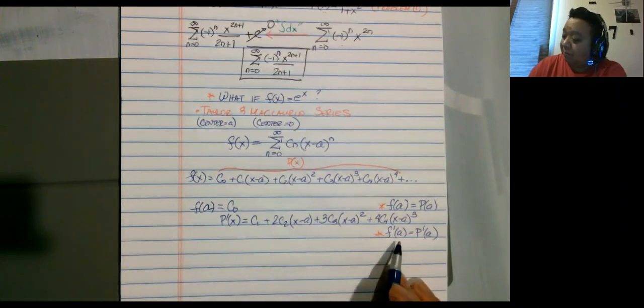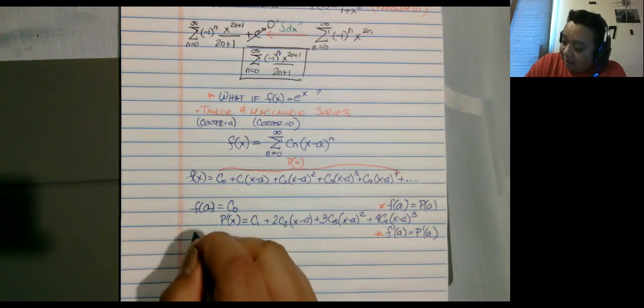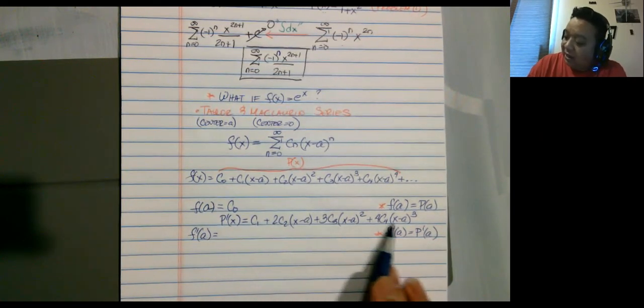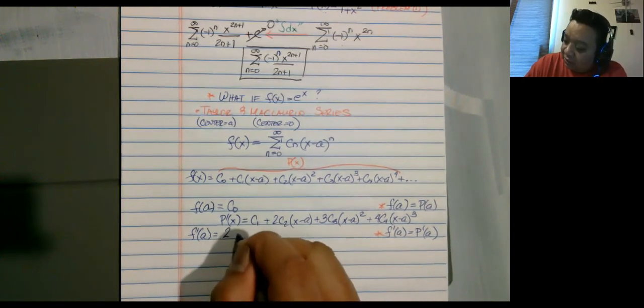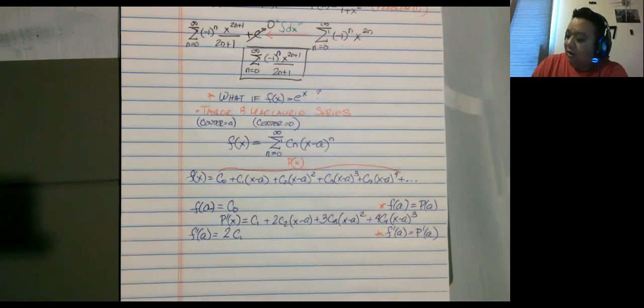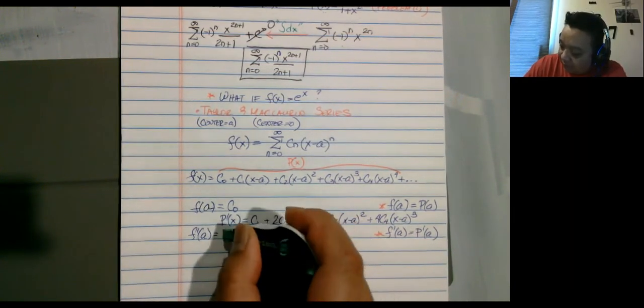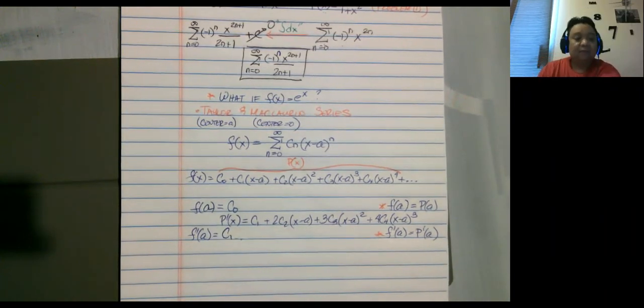Now plugging in a again, we get f prime of a is equal to, and here all of these are going to be 0, and all I have left is, sorry, my bad, it's just c1. So c1 is equal to f prime of a.